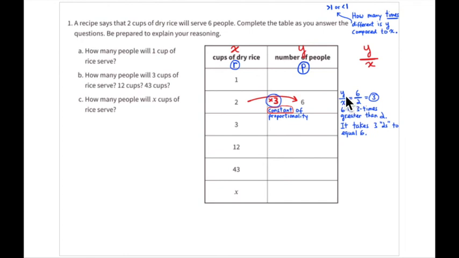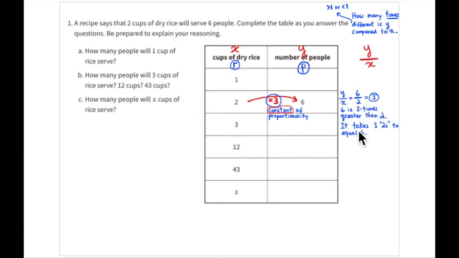And I'm going to do this a lot. I'm going to point to that y, and I'm going to say that tells me that y is 3 times greater than x. And that's going to help me write the equation. It's going to tell me that y is equal to 3 times x. So 6 is 3 times greater than 2. That 6 right there is 3 times greater than 2.